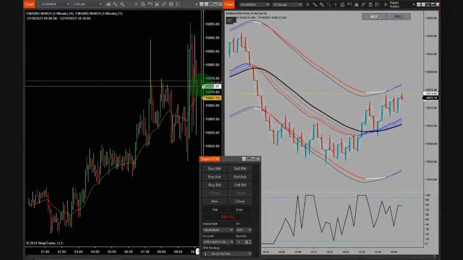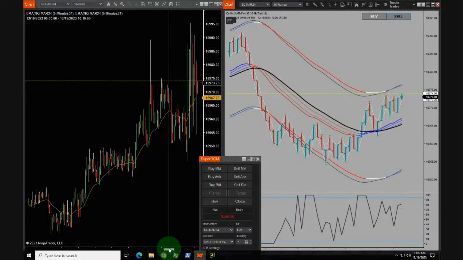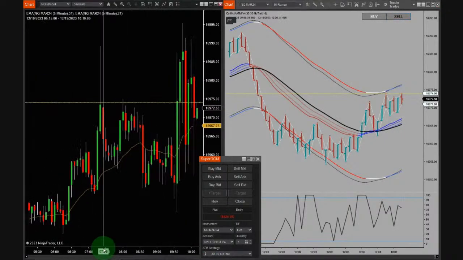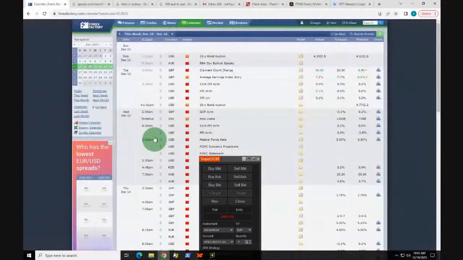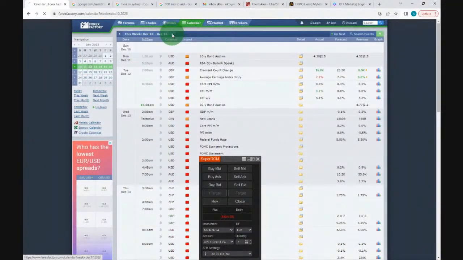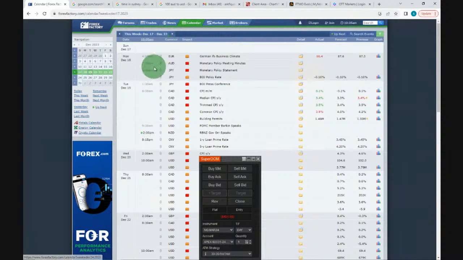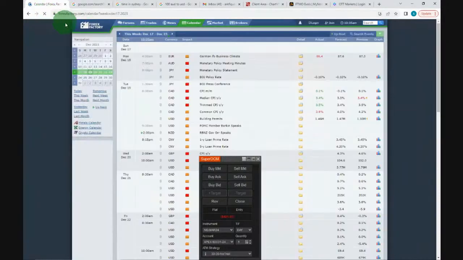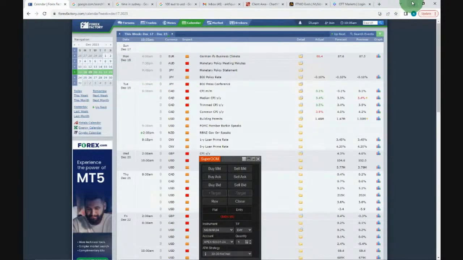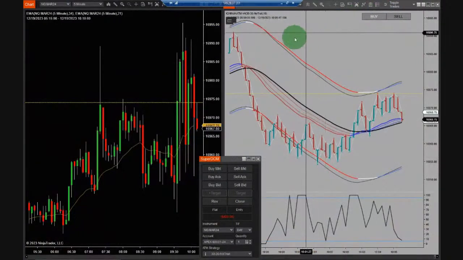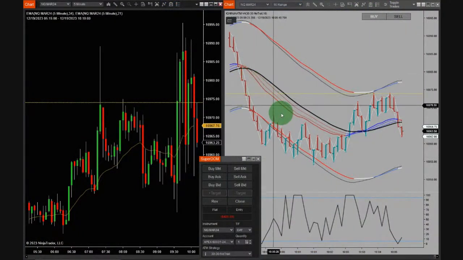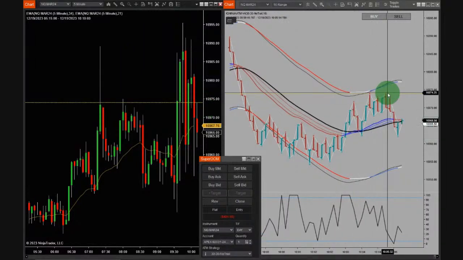So retesting yesterday's high again. I better double check, make sure there's no news. No. So rejecting from yesterday's high again.